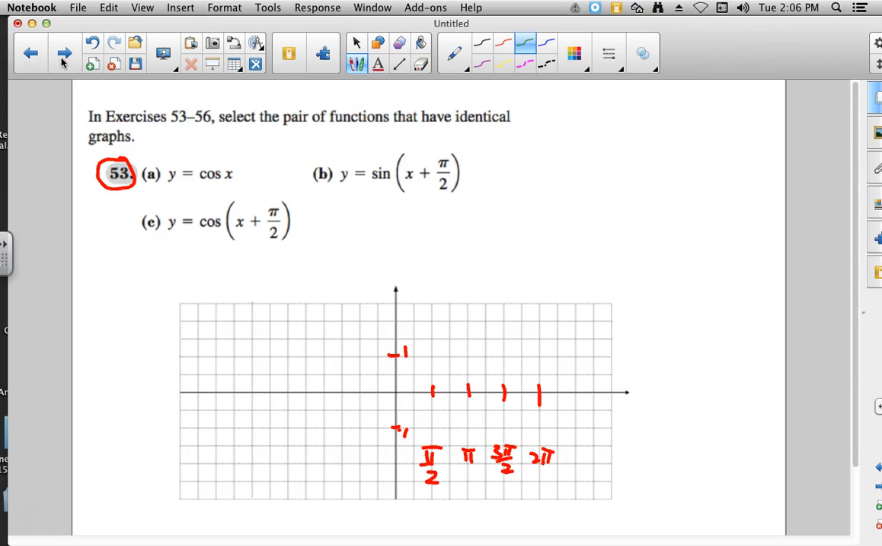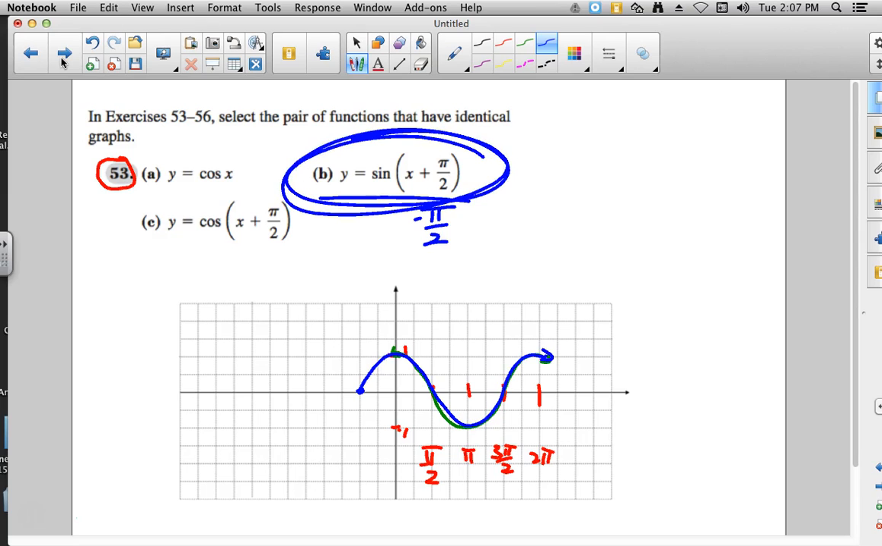So if we have cosine, cosine starts high, remember, axis low, axis high, and they want to know which of these is going to match up with that. So take a look at B and say, all right, that's sine. Well, sine generally starts at 0, but this one would be moved back, a negative pi over 2. So that one would start here and then go high, axis, low, axis. Well, there it is. No more looking around.